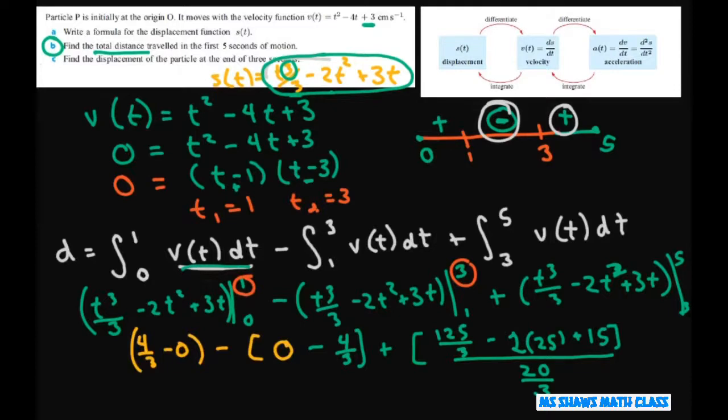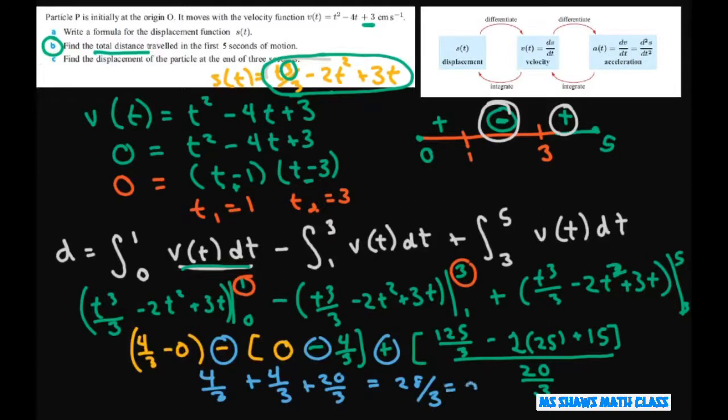So when you add all this up, you're going to get 4/3. Two negatives make a positive, so plus 4/3 plus 20/3, and that gives you 28/3. And that's going to be your distance.